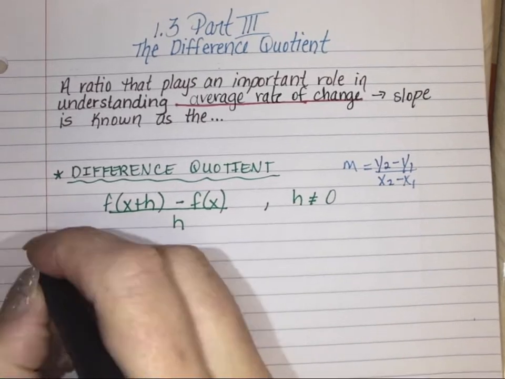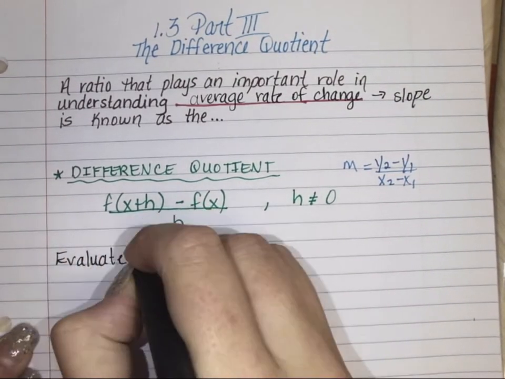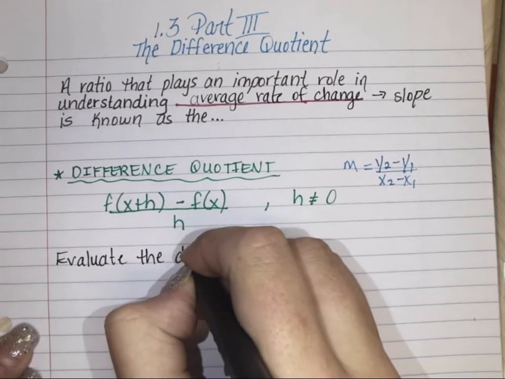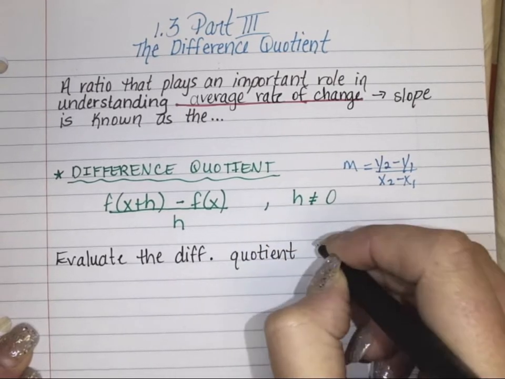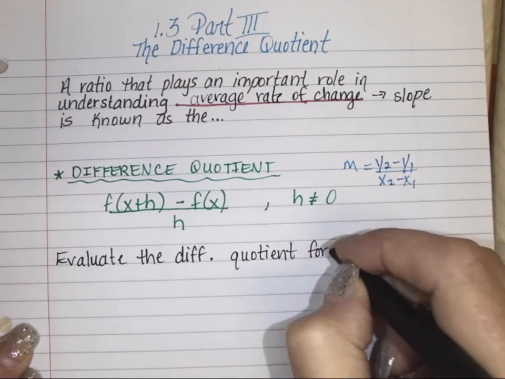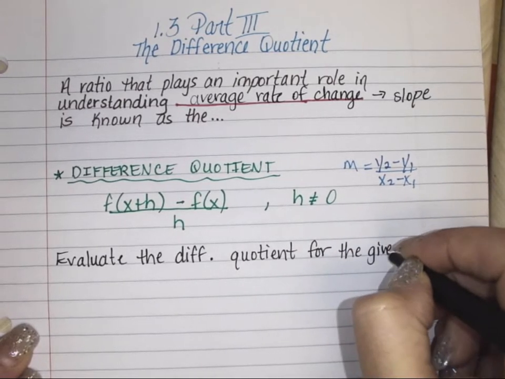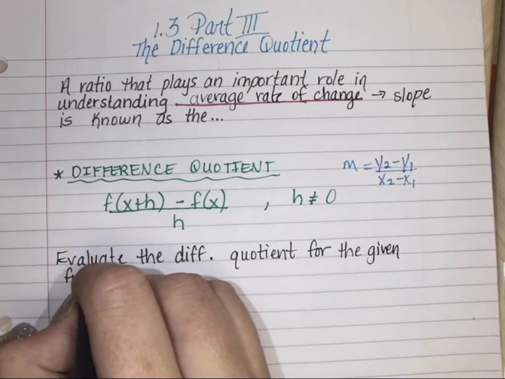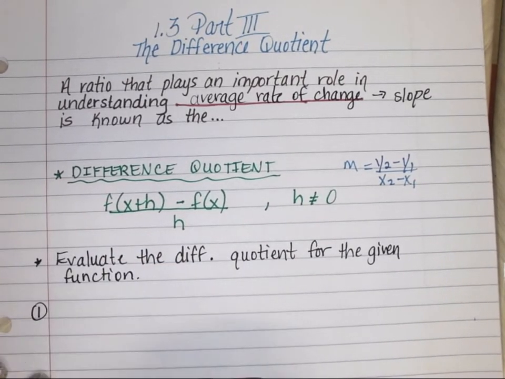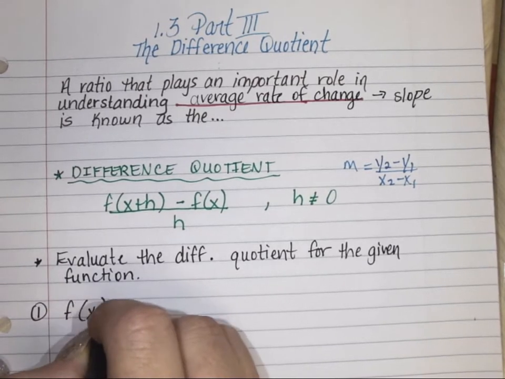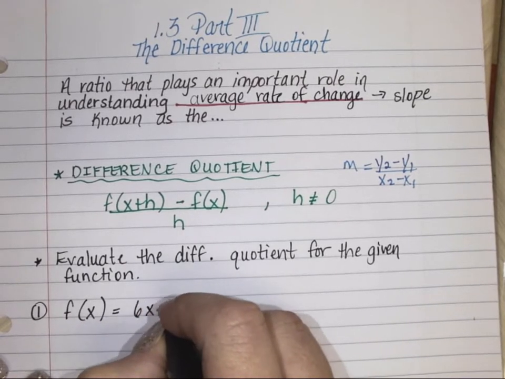Okay, in number 1, you're asked to evaluate the difference quotient for the given function. The first one we're going to start off with is f of x is 6x plus 1.